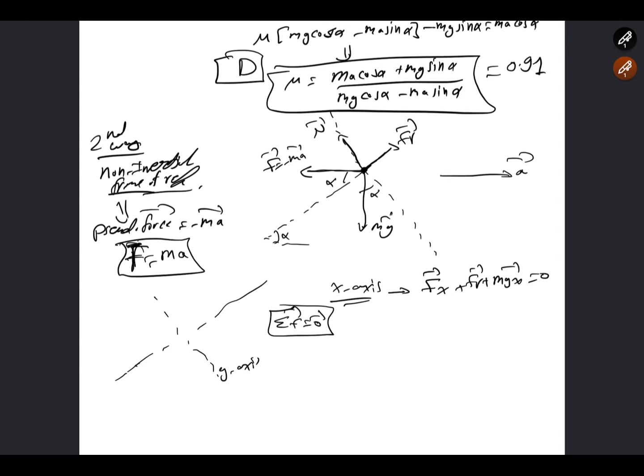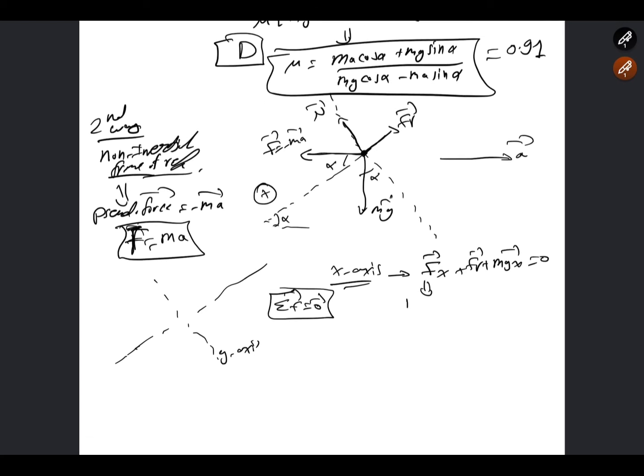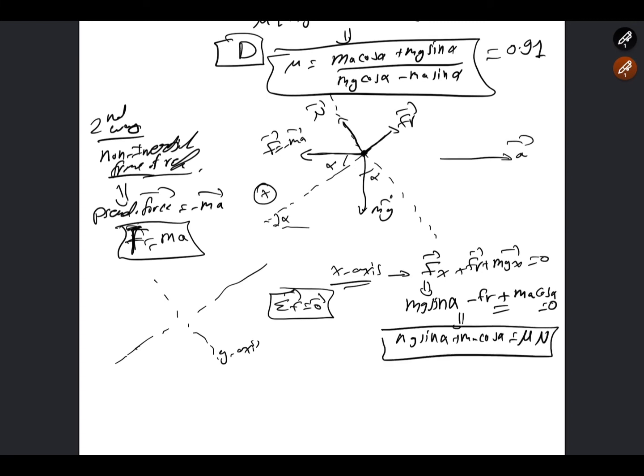I want to consider that this is the positive direction. Then mg sine alpha minus the friction plus, we are projecting now, so the magnitude of the pseudo-force F is equal to MA. So we put the magnitude, then the direction is a plus because we consider it like that, okay? Plus MA cosine alpha equal to 0. That is mg sine alpha plus MA cosine alpha equal to mu N. This is the first formula.